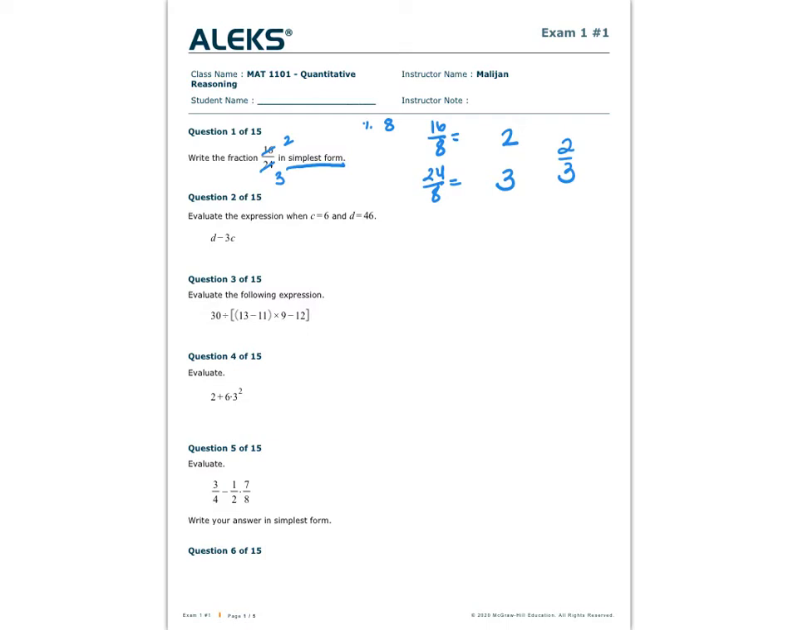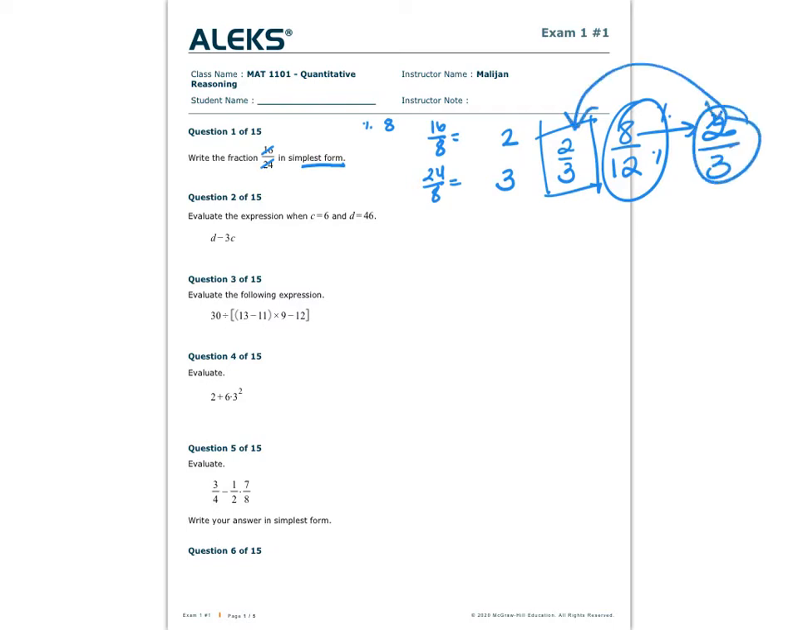Now someone may be saying, well, I wouldn't have realized 8. Well, that's okay if you didn't see 8 right away. Maybe you saw that it was divisible by 2. Let's say you say, okay, I'm going to divide everything by 2. If I divide 16 by 2, I get 8. If I divide 24 by 2, I get 12. And then you think, I can divide this even more, I think 4 goes into both of them. So if you divide by 4, 8 divided by 4 is 2, and 12 divided by 4 is 3.